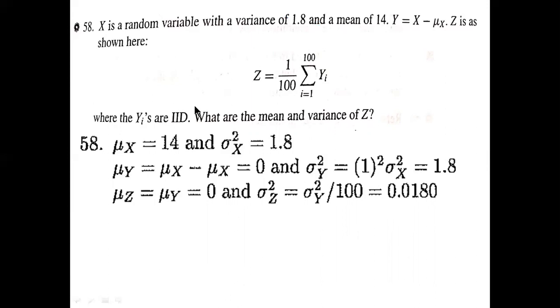Because this is the mean, the average over here, the mean of z will be the same as the mean of y, and the mean of y is 0 here. Therefore, mu z is equal to mu y is equal to 0. Whereas sigma z squared will be sigma y squared divided by 100. That will give you 0.0180.